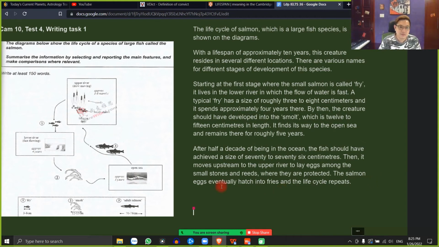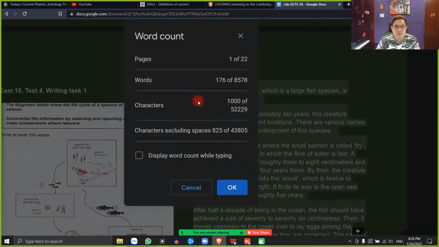Những cái trứng của con cá hồi này, nó cuối cùng thì nó hatch, nó sẽ nở ra thành những con fries và cái vòng đời tiếp tục lặp lại. And the life cycle repeats itself. Sorry, repeat itself to make it sound more correct. Nó là lặp lại bản thân nó thì đúng hơn. The life cycle repeats itself. Okay, so how much is this one? 176. Perfect. Length. Đó là cái độ dài tối ưu luôn các bạn.